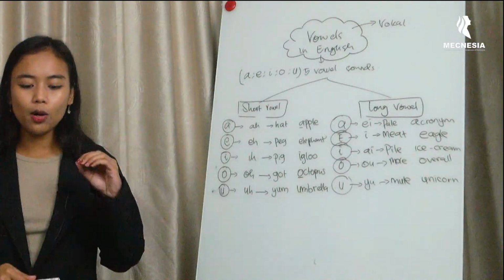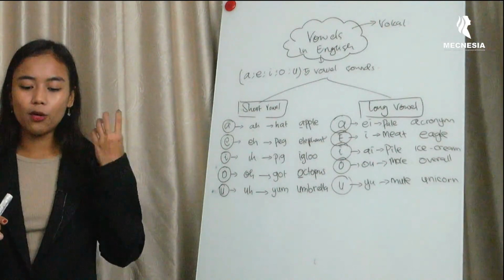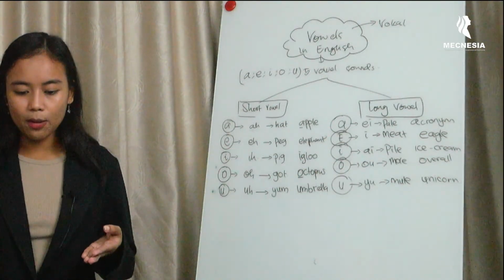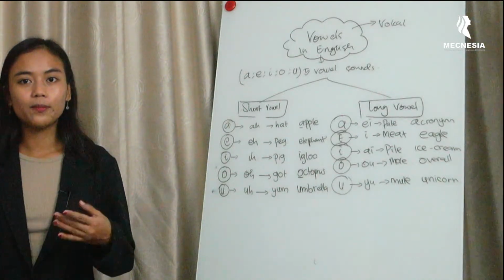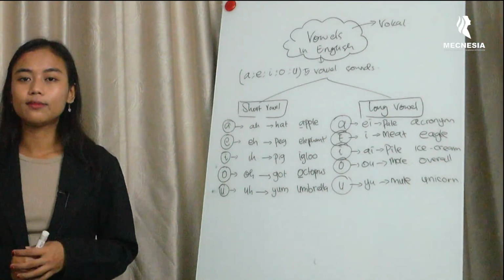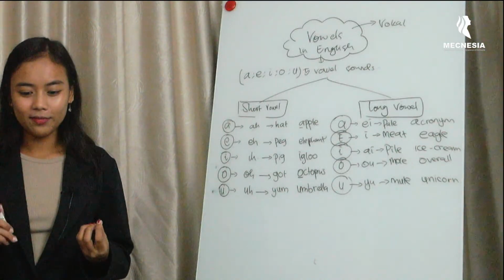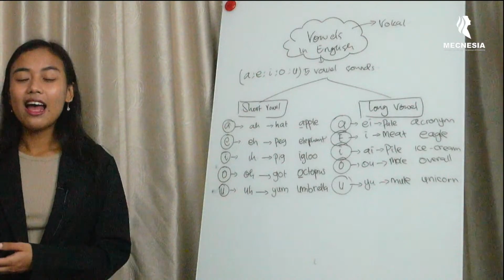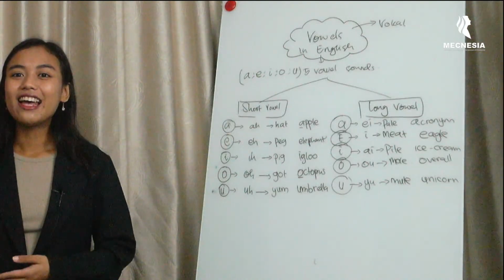Next, when the O is followed by W, ketika huruf O-nya diikuti sama huruf W. So, for example, in the word bowl, bowl. The next one is in the word elbow, elbow.